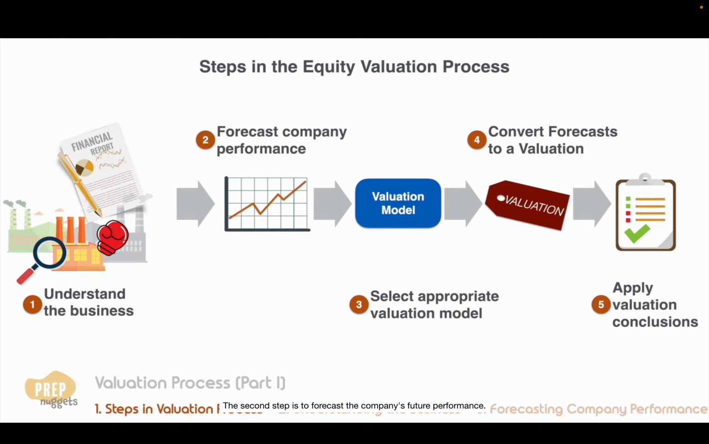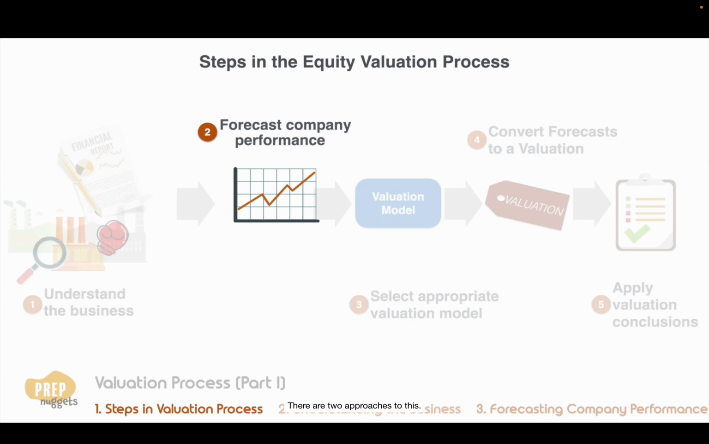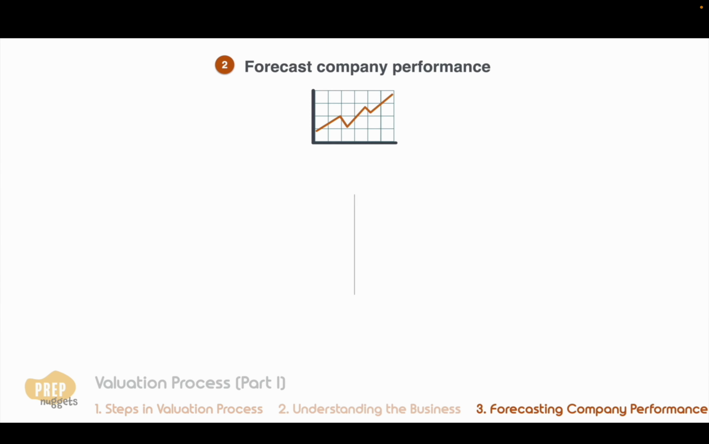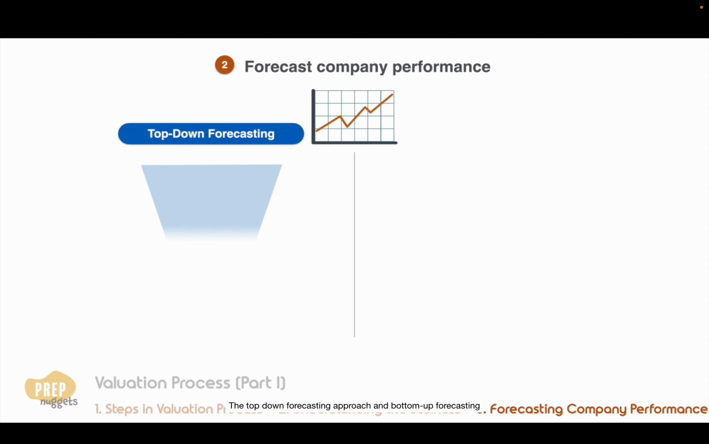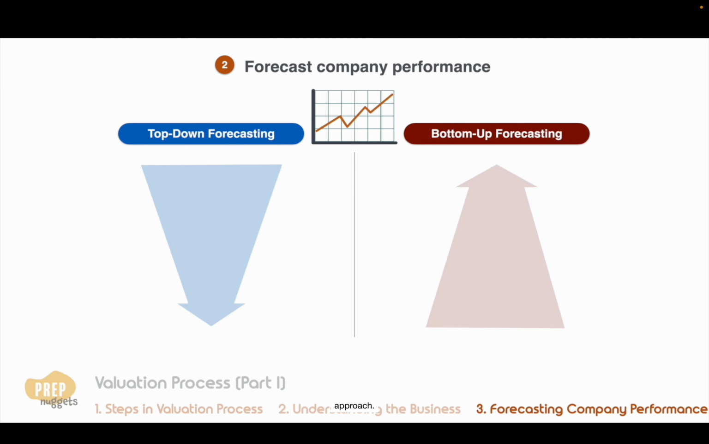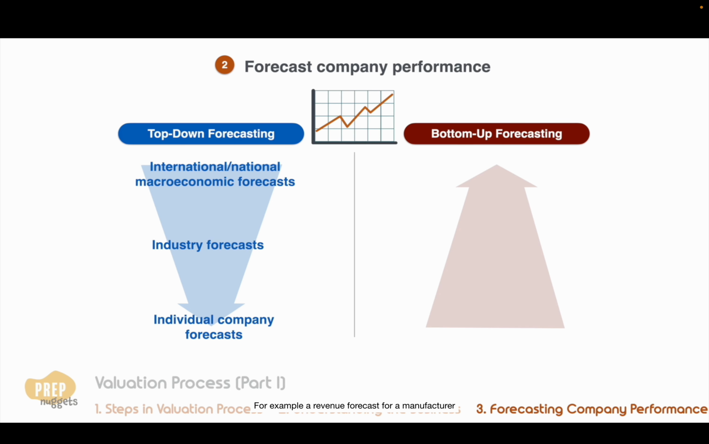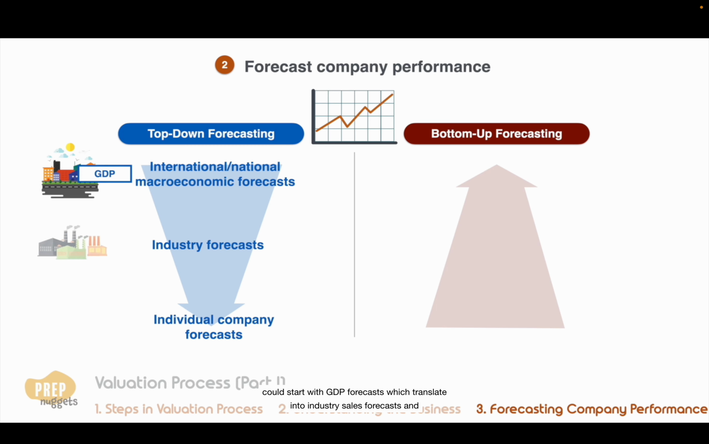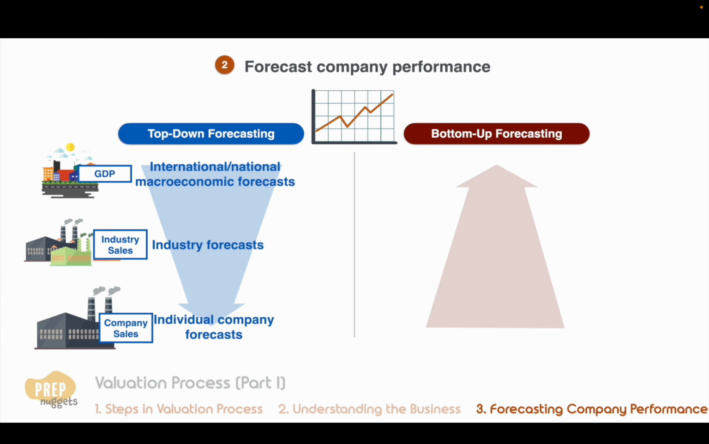The second step is to forecast the company's future performance. There are two approaches to this: the top-down forecasting approach and bottom-up forecasting approach. A top-down forecasting approach moves from international and national macroeconomic forecasts to industry forecasts and then to individual company forecasts. For example, a revenue forecast for a manufacturer could start with GDP forecasts, which translate into industry sales forecasts, and down to company sales forecasts.